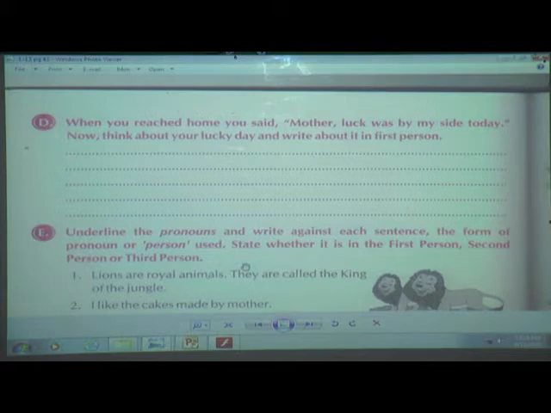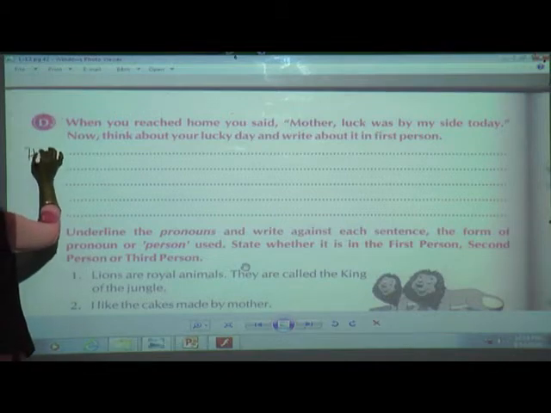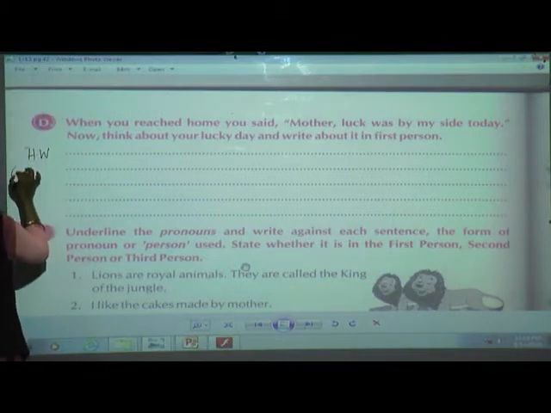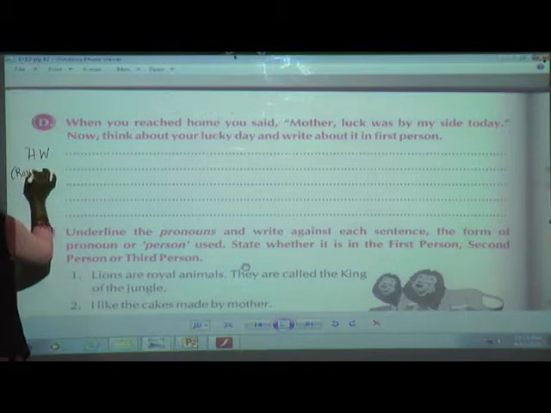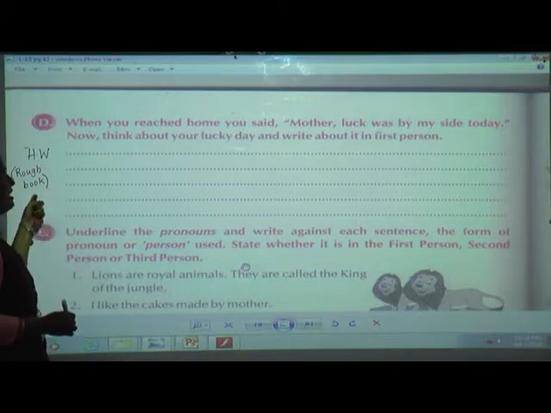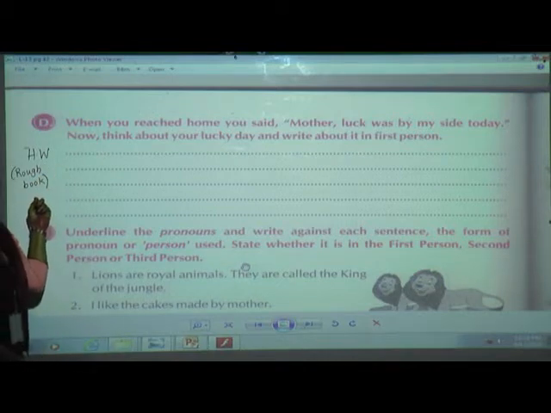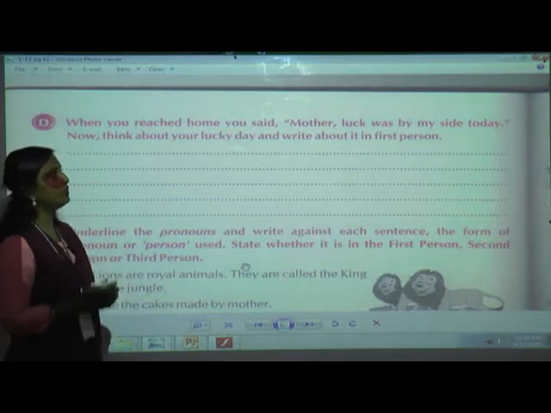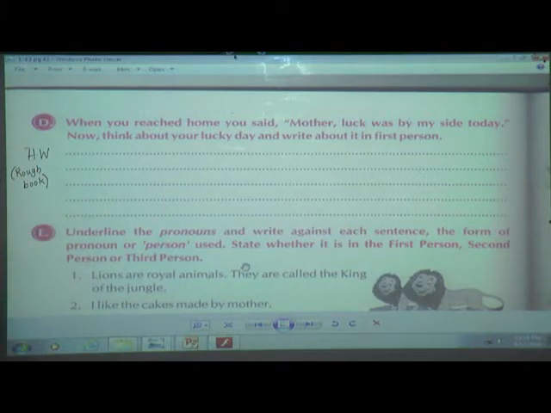Now exercise D, actually I will give you homework, but I will just explain what you have to do. You just write HW here, but try it in your rough book, not here. Again I will repeat, this HW you have to write in your rough book, in your own sentences, but I will explain how you have to do it. I think in the last session we finished till exercise C. So we are going to start with exercise D.